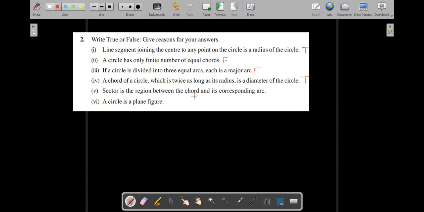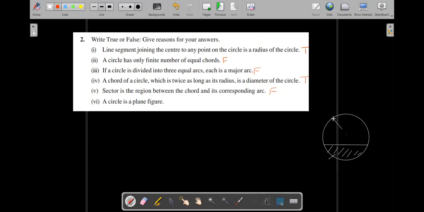Sector is the region between the chord and its corresponding arcs. True or false? False. It is the segment. Because in this one, they said this is a circle, then they said chord and the corresponding arc. This is a chord, and there is only one arc, so this is the corresponding arc. This is a segment, not a sector.